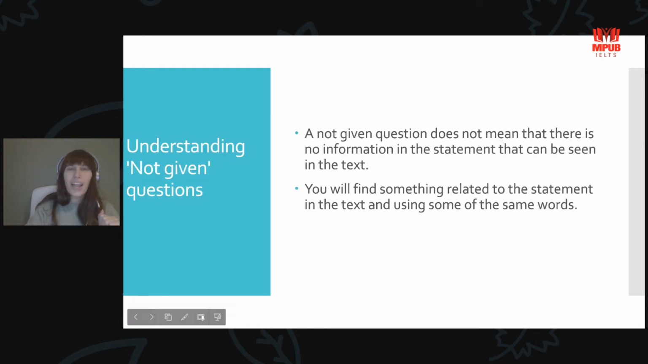So let's have a look at understanding not given questions. A not given question does not mean there is no information in the text. It just means that you won't find any relation between the question and the passage. Okay, so if you can't find the exact answer, then it's not given. And we will be looking at some examples in a moment.